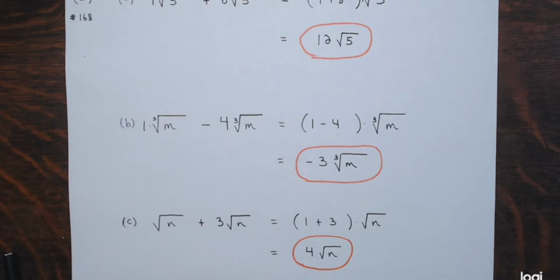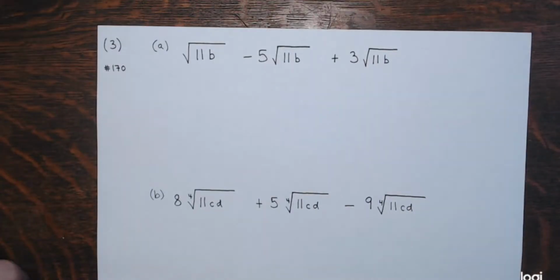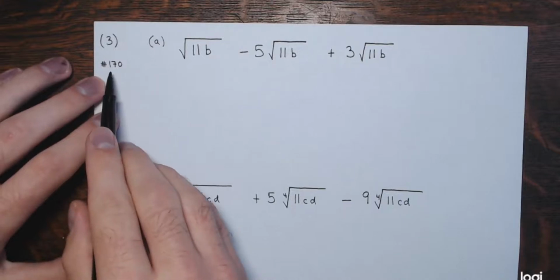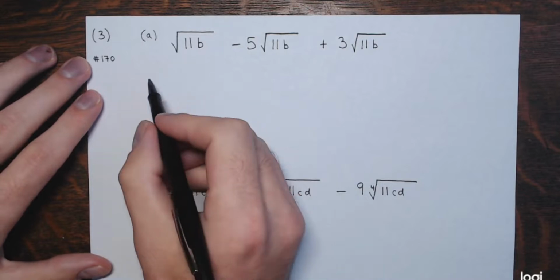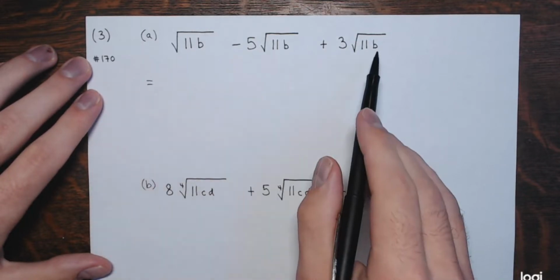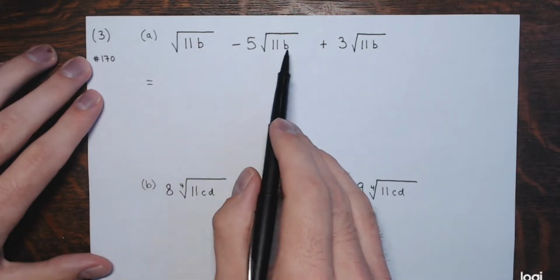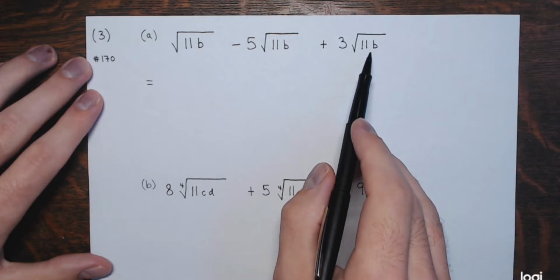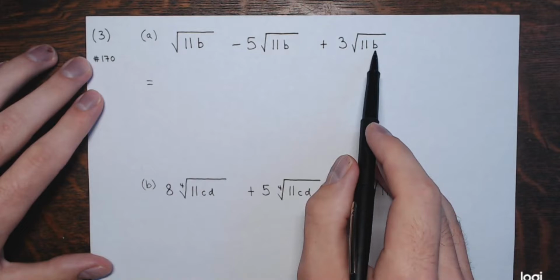Alright, next question. Number 3 is corresponding to exercise 170. Alright, number 170. Alright, so here, part A, now we have 3 terms, right? The sum of 3 terms. But notice they all have a like radical. They all have the square root of 11b. Right? The square root of 11b are in all of these.